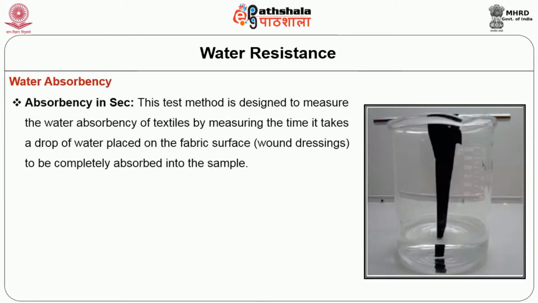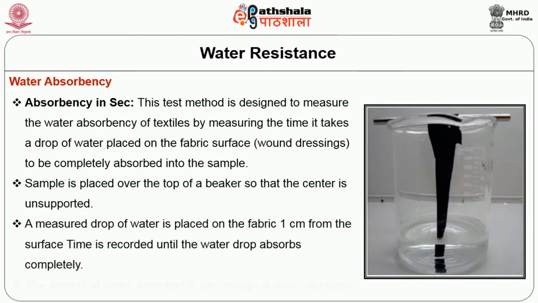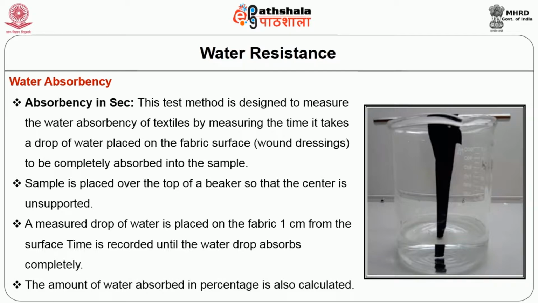Water absorbency. Absorbency is usually measured in seconds. The method described in this module is designed to measure the water absorbency of textiles, mainly woven fabric, by measuring the time it takes a drop of water placed on the surface of the fabric to be completely absorbed on the sample. The sample is placed over the top of a beaker so that the center is unsupported. A measured drop of water is placed on the fabric 1 cm from the surface. Time is recorded until the water drop is absorbed completely on the fabric surface. The amount of water absorbed is expressed in percentage and then calculated.